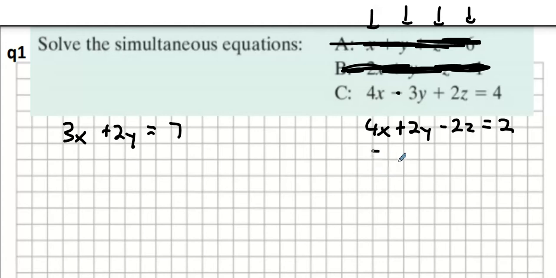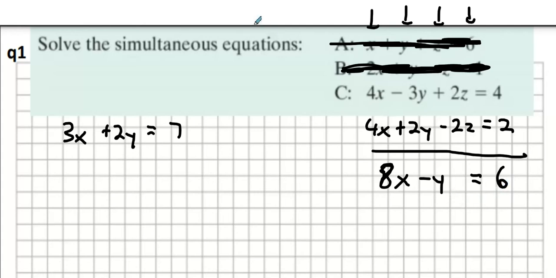Now I'm going to add downwards again. Anybody? 8x, yeah? Minus 3y plus 2y. 4 plus 2. All right. 8 marks. Happy out?